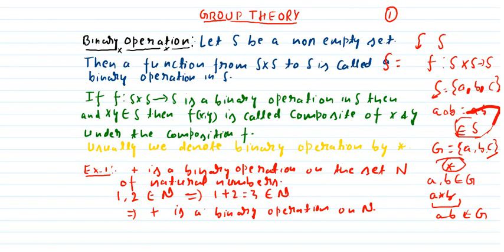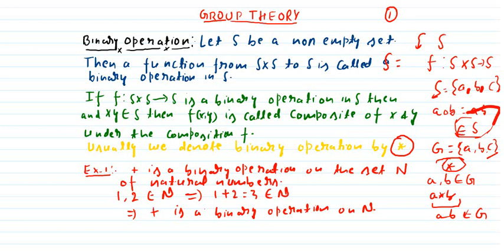We can define it very easily. We can say star is said to be a binary operation on G if we take any two elements of G and operate them, and the new element also belongs to G. We will denote binary operation by the symbol star.